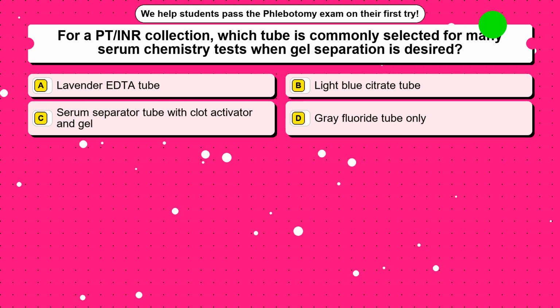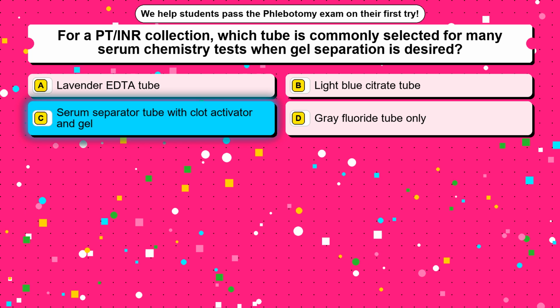Question 17. For a patient/INR collection, which tube is commonly selected for many serum chemistry tests when gel separation is desired? Option A, lavender EDTA tube. Option B, light blue citrate tube. Option C, serum separator tube with clot activator and gel. Option D, gray fluoride tube only. The correct answer is option C.